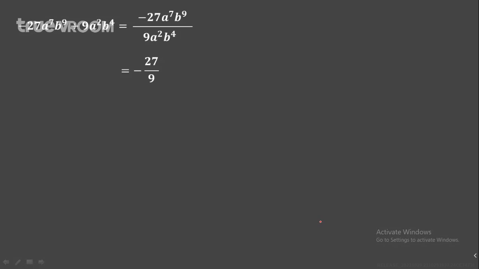We have negative 27 divided by 9. So we have here a and a. So you can start with your a first. So a raised to 7 minus 2. Again, we are subtracting if we are dividing monomials. And then proceed to your b, 9 minus 4. So what is the final answer? You can give me the final answer?